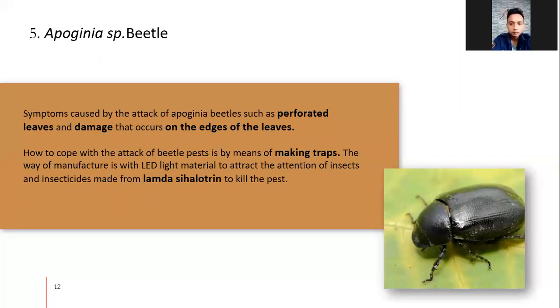The last one is Apogonia, as before. Symptoms caused by the attack of Apogonia beetles are perforated leaves and damage that occurs on the edge of the leaf. The way to cope with the attack of this beetle pest is by making traps. The way of manufacture is with LED-like material to attract the attention of insects, and insecticide made from Mandasiha to kill the pest.